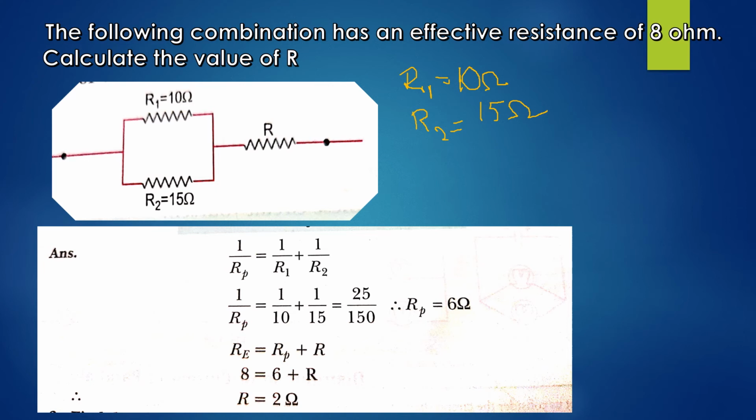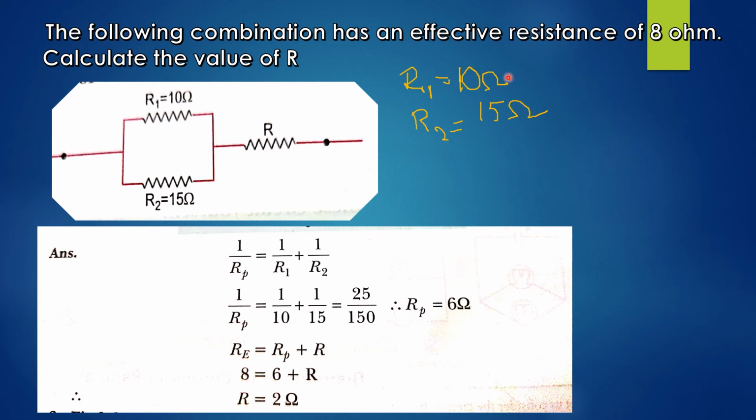Now we know that R1 and R2 are connected in parallel. Therefore 1 by Rp equals 1 by R1 plus 1 by R2. 1 by Rp equals 1 by 10 plus 1 by 15, which is equal to 25 by 150. Therefore Rp equals 6 ohms.